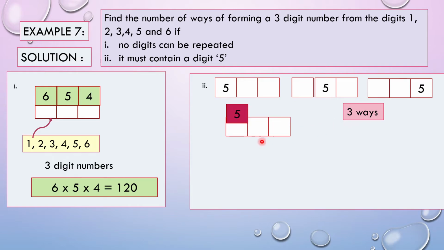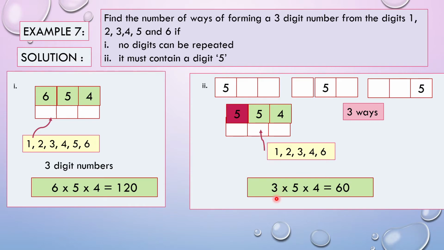Next, let's say I fix the first box with digit 5. That means for the other boxes, I can put in the digits 1, 2, 3, 4 and 6, because I already fixed the first box with digit 5. So I have 5 options for the second box and 4 options for the third box. Since the arrangement altogether has 3 ways, 3 times 5 times 4 equals 60.